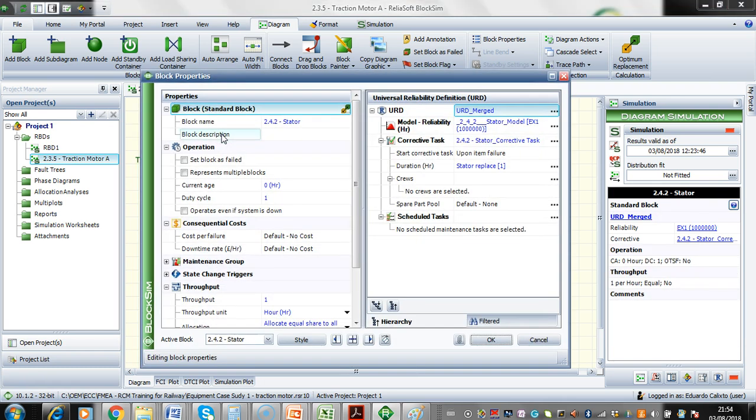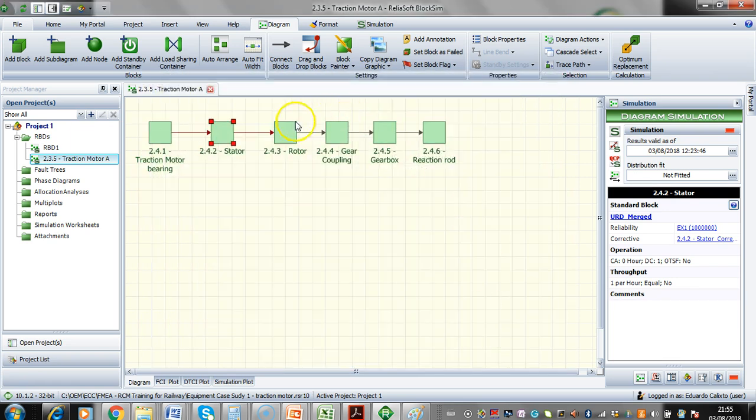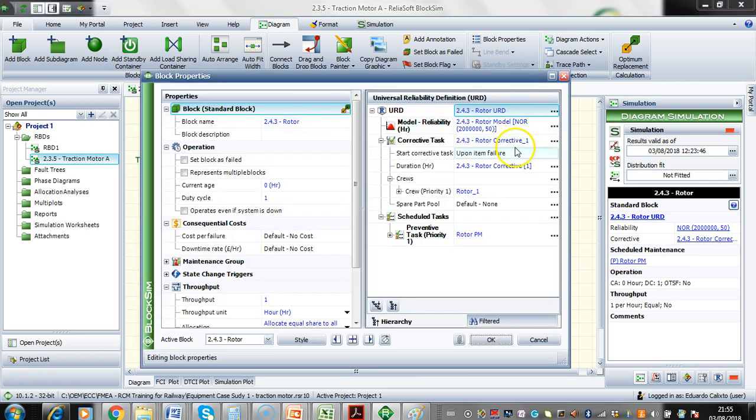Let's take a look at the stator. The stator has no preventive maintenance. Here we have an exponential PDF. You can see that the failure rate is very high, and that's why we do not have any failure in this stator. The rotor is different. We have a normal PDF with 2 million hours, standard deviation 50, and we have 1 preventive maintenance here for the rotor.